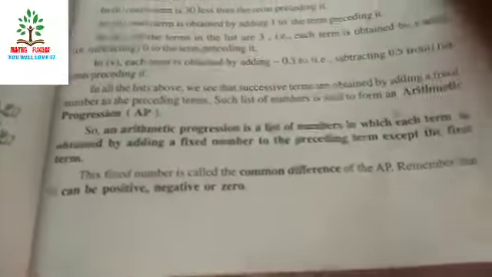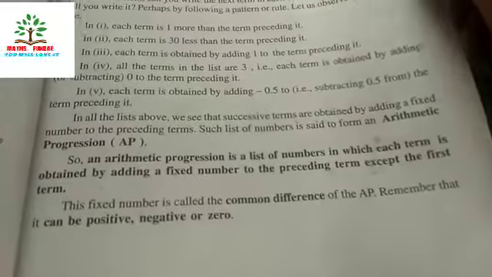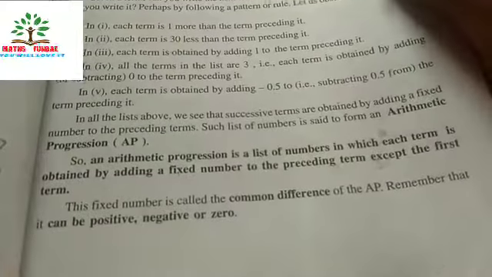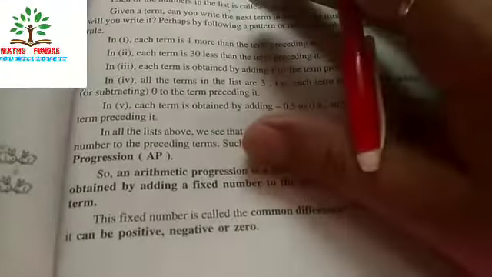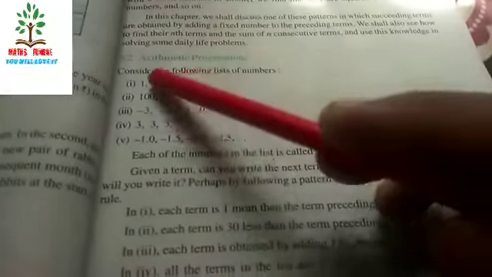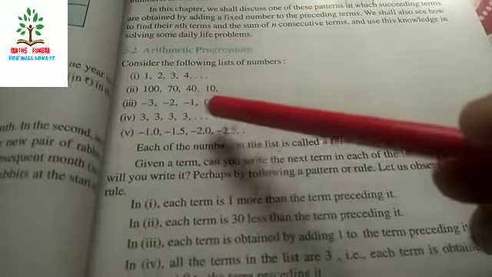Okay, so now the fixed number is called here the common difference. So that fixed number is called the common difference of the AP. Remember that it can be positive, negative, or 0. Like we have seen in the example, here it is positive, here it is negative and here it is 0.